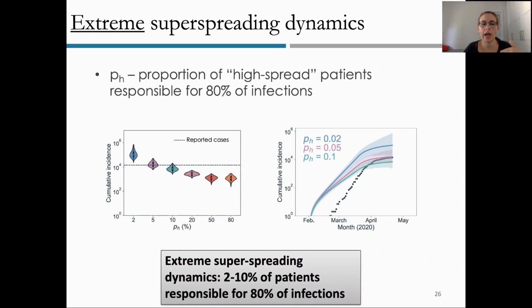Okay, so this is actually the most extreme numbers that have ever been reported for any virus. The only virus or bacteria which is relatively close is SARS coronavirus 1, which has a value somewhere between 10 and 15%. And here we actually think the most likely explanation is that somewhere around 5% of patients are responsible for 80% of infections. Again, very, very extreme super spreading dynamics.